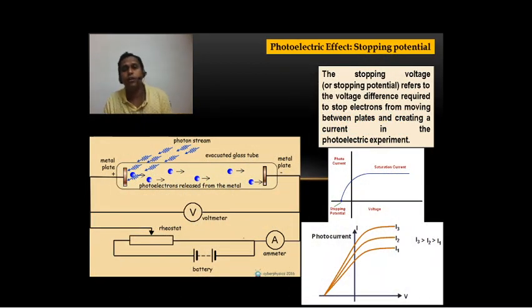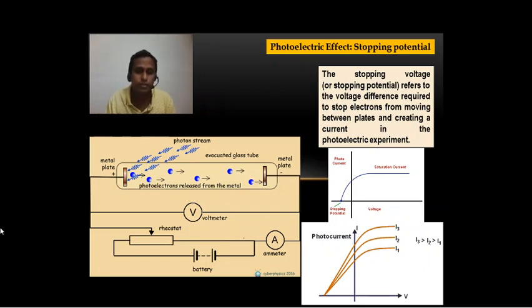Okay, now we are moving to the stopping potential. The stopping potential refers to the voltage difference required to stop the electrons from moving between plates and creating a current in the photoelectric experiment. Stopping potential or stopping voltage refers to the voltage difference required to stop the electrons.